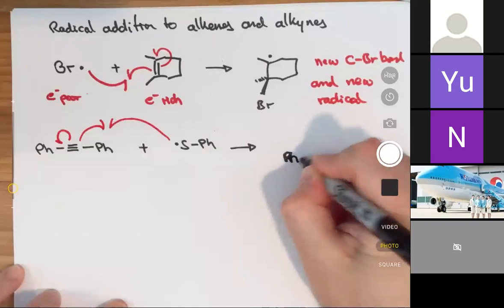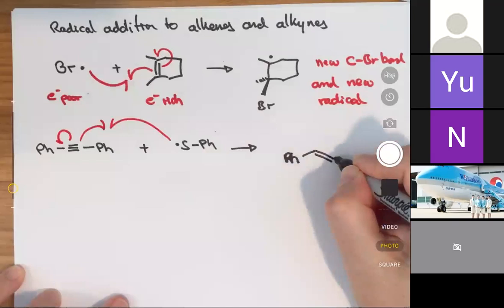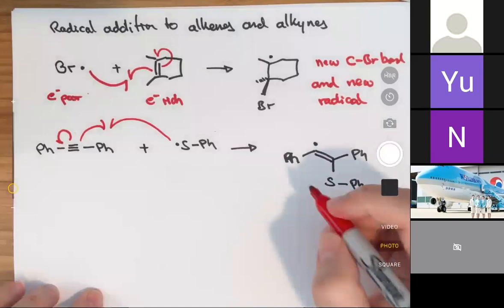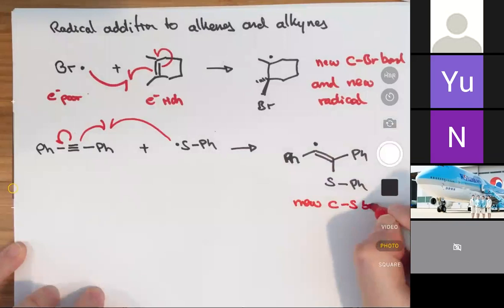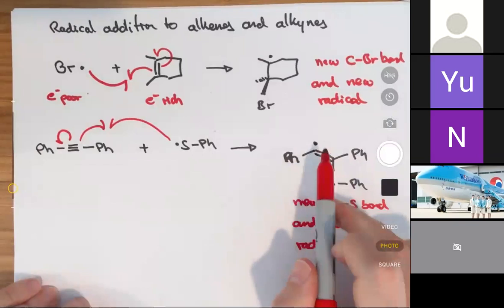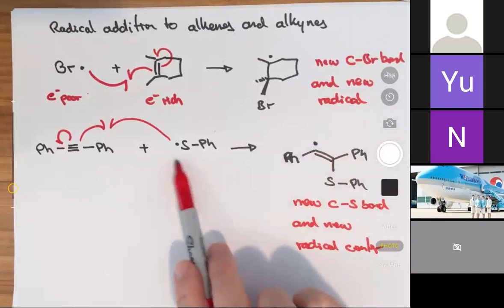Phenyl, and then let's say we have phenyl S phenyl, and we're going to have a radical. So what we formed here is a new carbon-sulfur bond and a new radical center. And this new radical center can activate another molecule, abstract a hydrogen, or basically generate another equivalent of this.